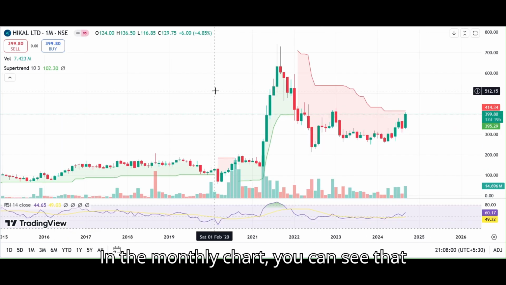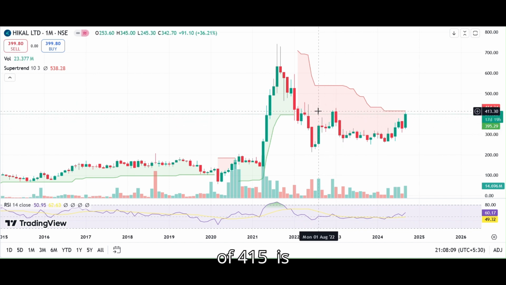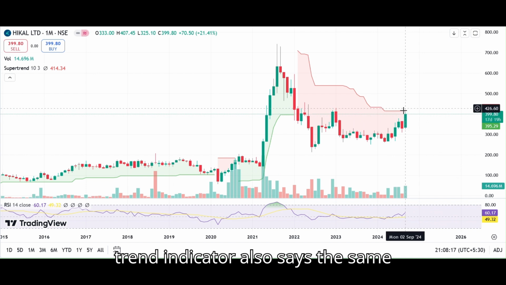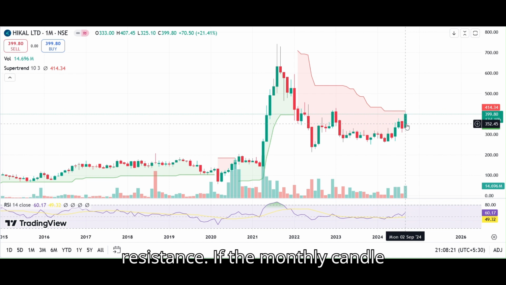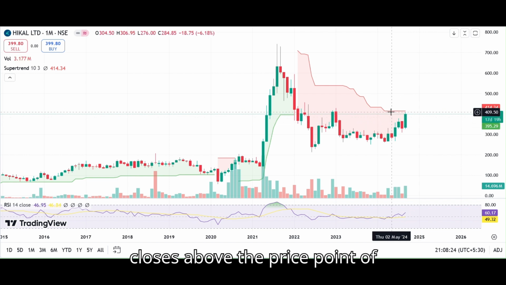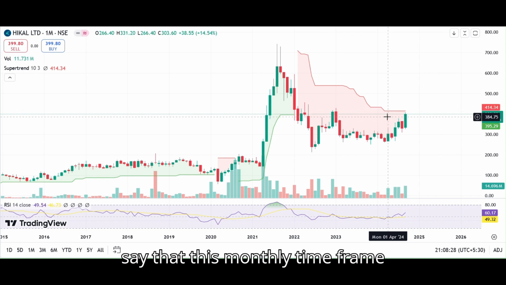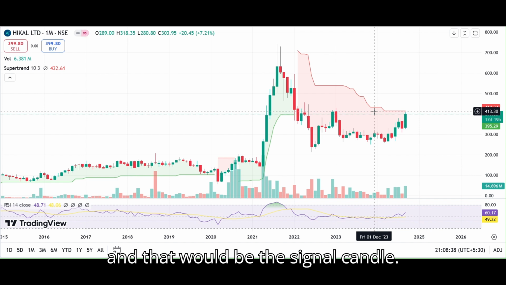In the monthly chart, you can see that this swing high of 415 is acting as a resistance. The super trend indicator also says the same price level 415 acting as a resistance. If the monthly candle closes above the price point of 415, then we can say that this monthly time frame resistance of 415 has been broken by Hikal price point, and that would be the signal candle.